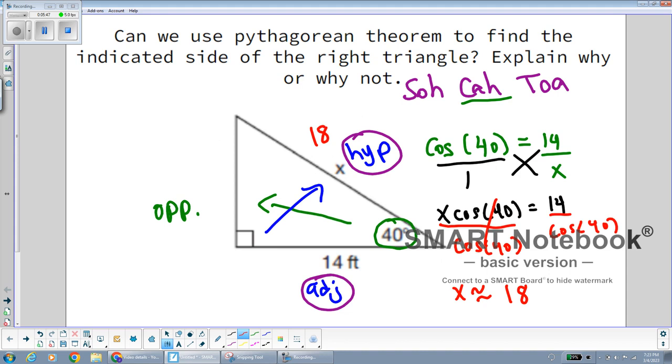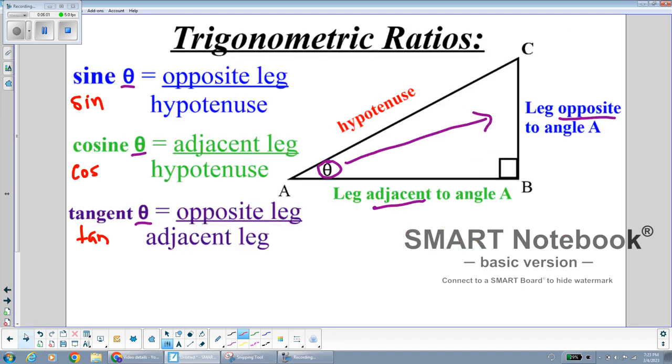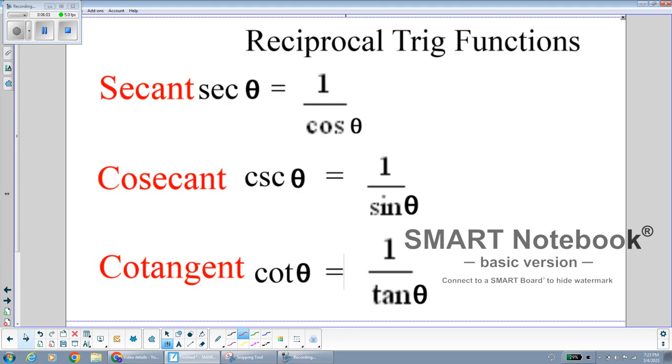And remember, when you're using trig ratios, your calculator should be in degree mode. So make sure if you're not getting the answer that I'm getting here, that you hit mode on your calculator and you check that you are in degree mode. So now we see how trig can be useful in finding missing sides.